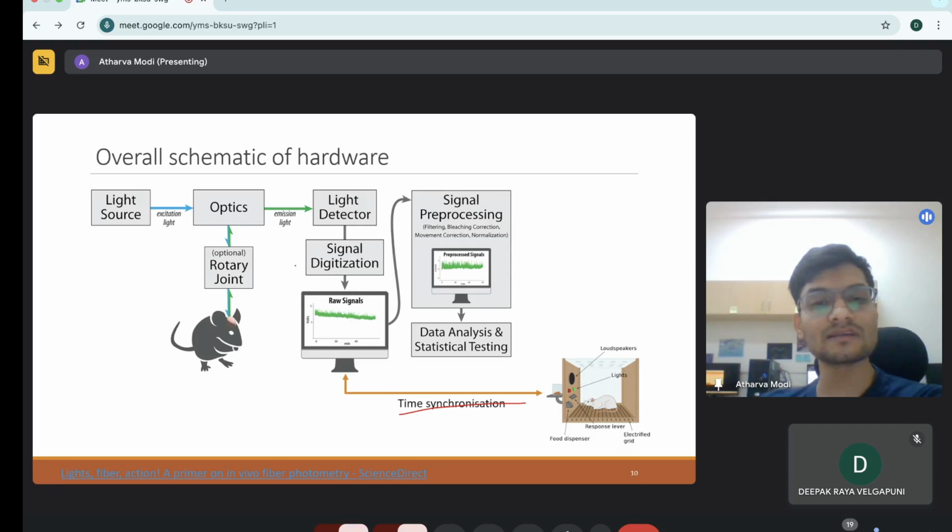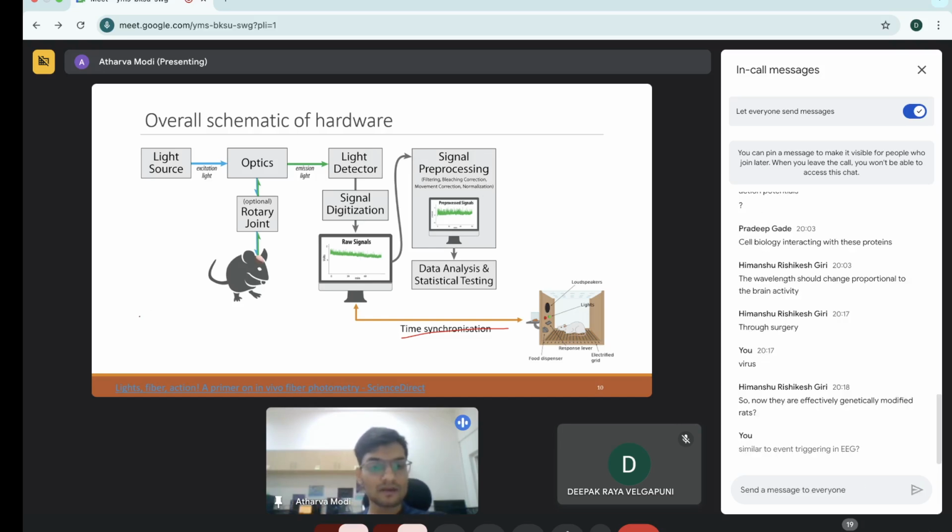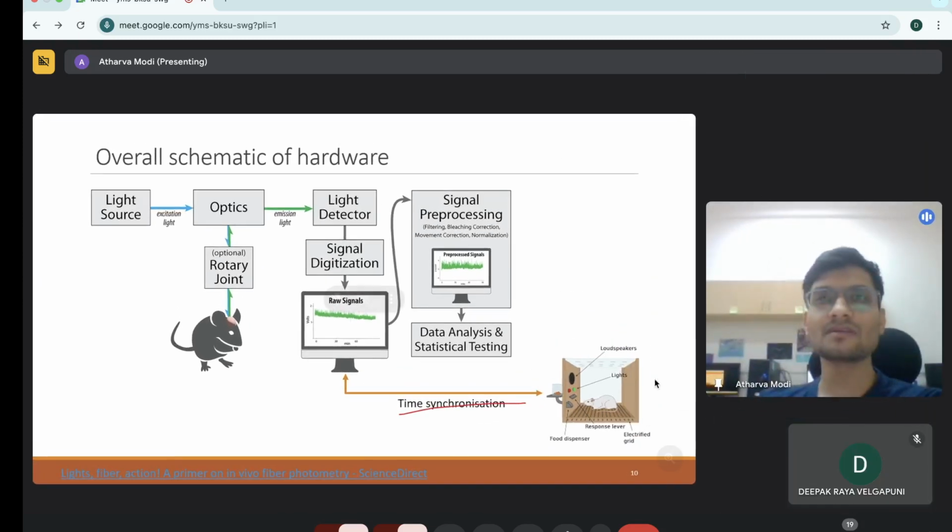You need to know, when it's 7 milliseconds here, how many milliseconds have passed in this clock. So you can calibrate both the clocks together and then get signals for each behavioral event. And yes, this is very similar to event triggering in EEG. You can trigger it in various ways. Yes, similar to event triggering in EEG.